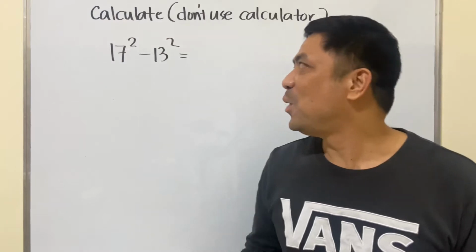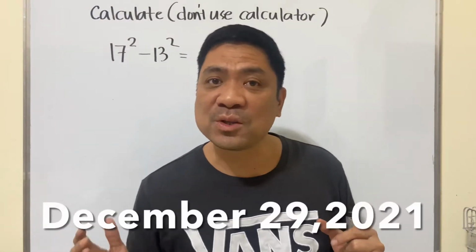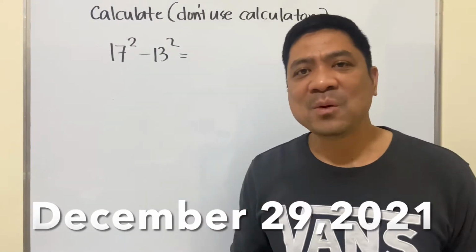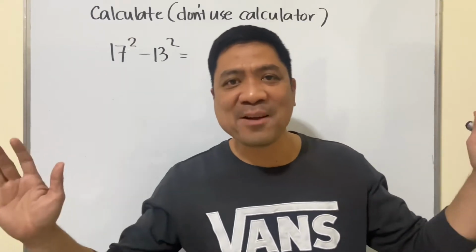So for today, we'll have this quick math before we finally wrap up this year. Today is December 29, 2021. So 2 days more, and then we will be celebrating our fresh year, our new year. Happy New Year everyone.